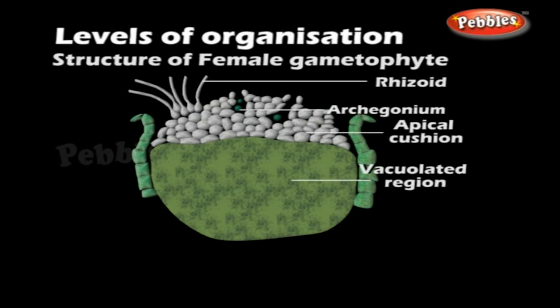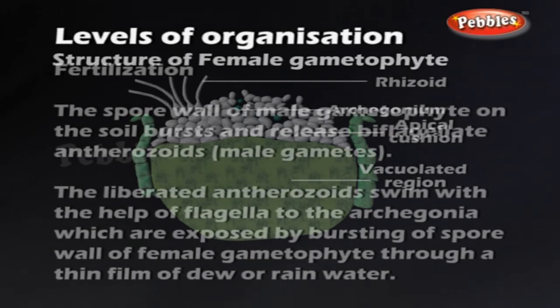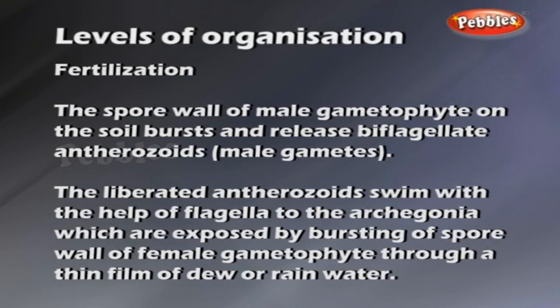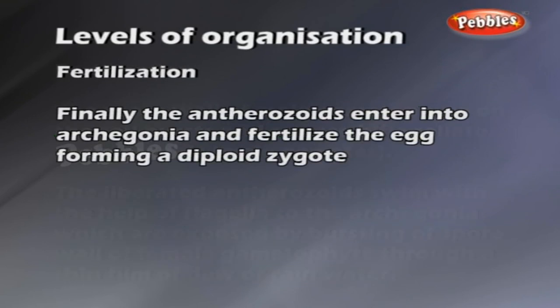Fertilization. The spore wall of the male gametophyte on the soil bursts and releases biflagellate antherozoids, male gametes. The liberated antherozoids swim with the help of flagella through a thin film of dew or rainwater to the archegonia, which are exposed by bursting of the spore wall of the female gametophyte. Finally, the antherozoids enter the archegonia and fertilize the egg, forming a diploid zygote.